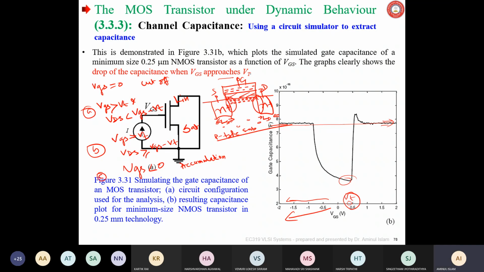This will have a bottom plate, and there will be a depletion layer all around it. To calculate the capacitance, what do we need? We need C equals epsilon 0 epsilon R A divided by T ox. Here not T ox, it is the depletion width. Let me denote it with WD, depletion width.